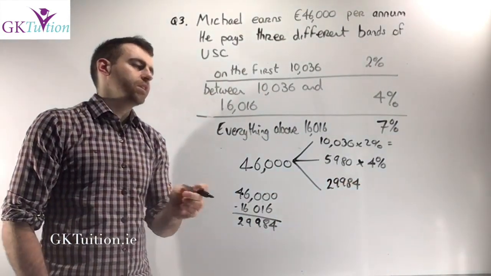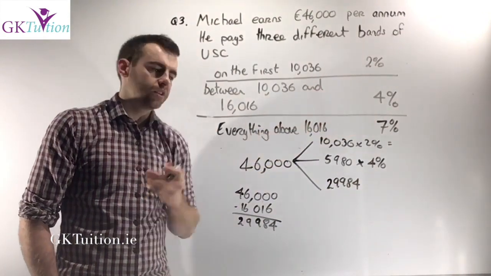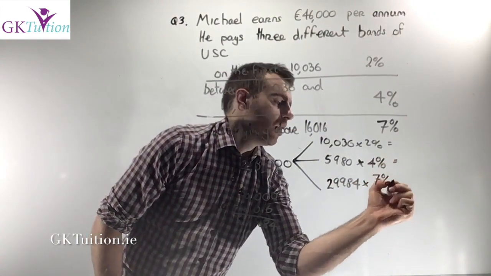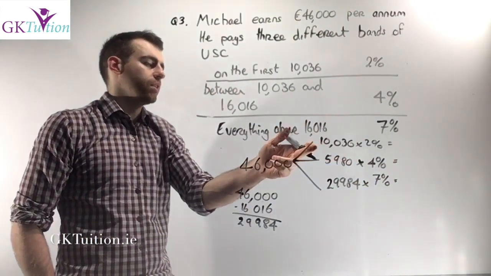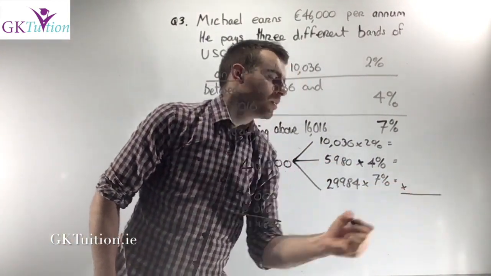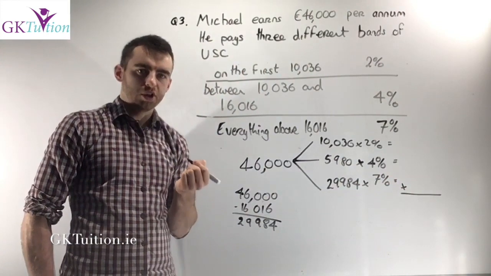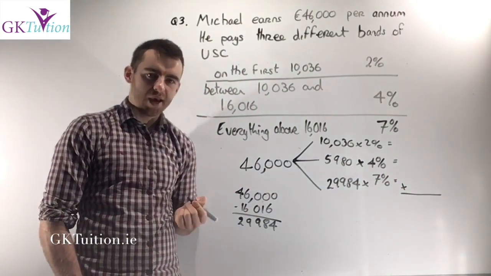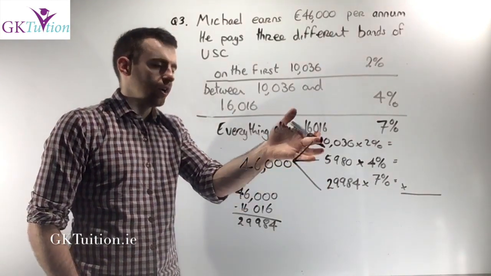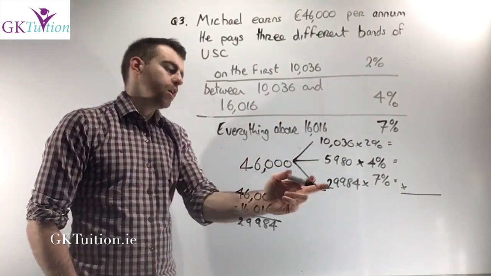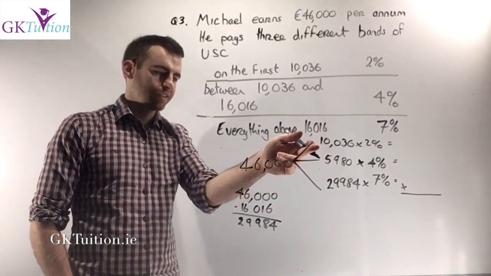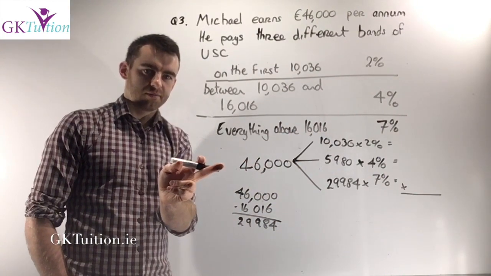There's a remaining €29,984 for which he needs to pay the higher rate of USC, which is 7%. So he's going to pay 7% on that. All I need to do is get 2% of this figure, 4% of this figure, 7% of that figure, and then add them all together, and that will give me the total amount of USC that he needs to pay. Once again, just like in the income tax, these figures have to add up to the gross income. 29,984 plus 5,980 plus 10,036 all add up to 46,000.